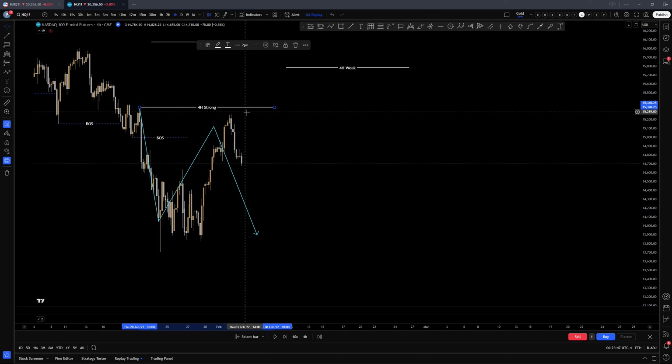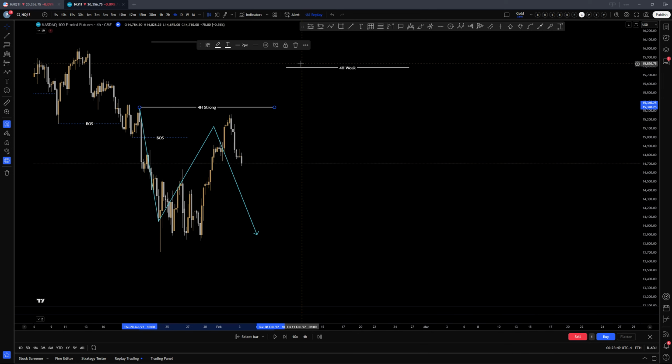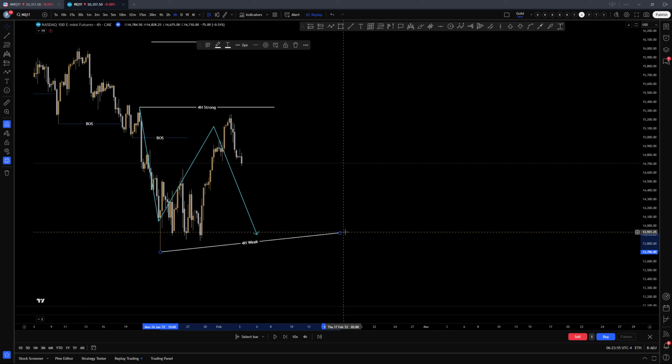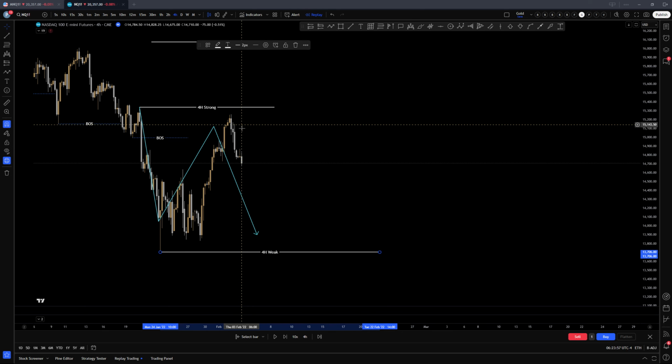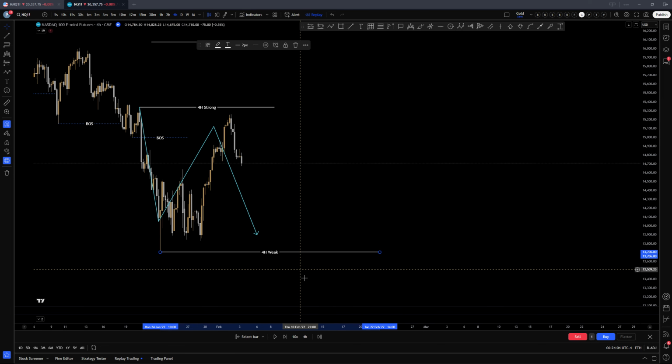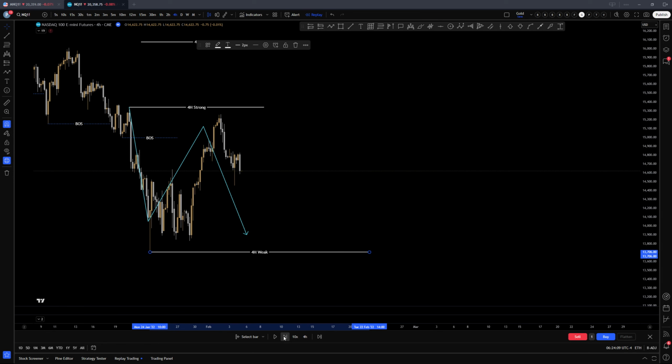So when we've got the pullback, we're looking at this low to get taken out, right? That's going to be our weak structure. This would be a nice place to go short from if you're targeting this low, because look at the size of this move as it would be. Let's see if it plays out or not.